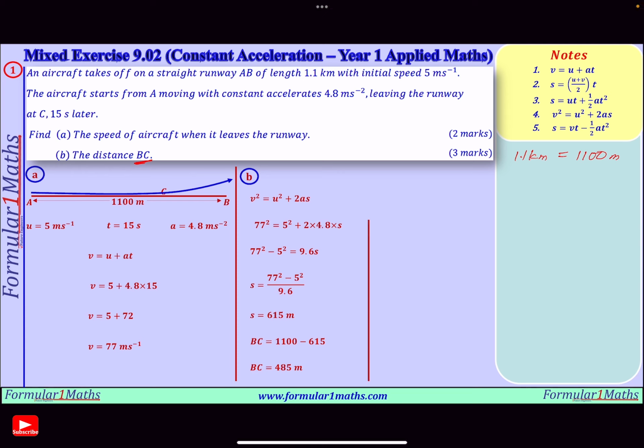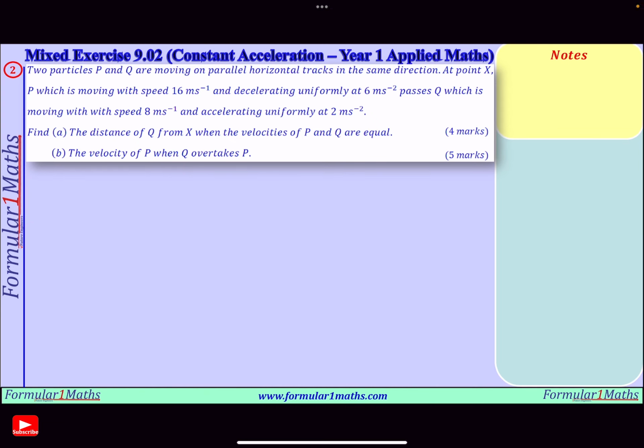Alternatively, like I mentioned earlier, we can use s equals ut plus half at squared, where u is 5 meters per second, t is 15 seconds, and a is 4.8 meters per second squared. Again, we do our substitution, simplify, and finally solving to get 615. And as we did before, we need to take this away from 1,100 meters, and we get BC to be 485 as before.